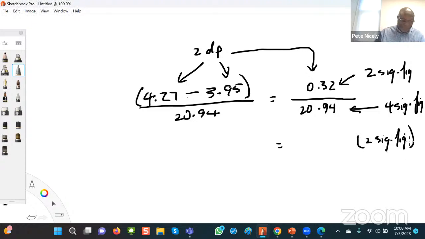So 0.32 divided by 20.94, according to my calculations, the answer becomes 0.015 and some more digits. Okay, so since it's 2 sig figs, I'd have to round this off to 0.015. And that would be the correct answer, all right? Now, in terms of the way I grade things like this, I usually don't take off much points, at most half a point. As you're going to see, for example, in the assignments that I've graded this morning, and I'm going to email it back to you, all right?